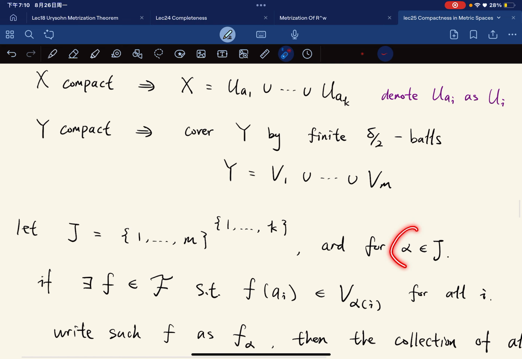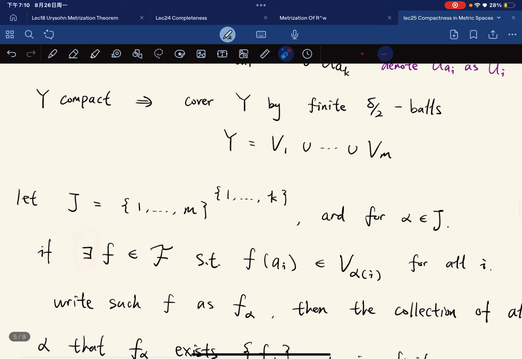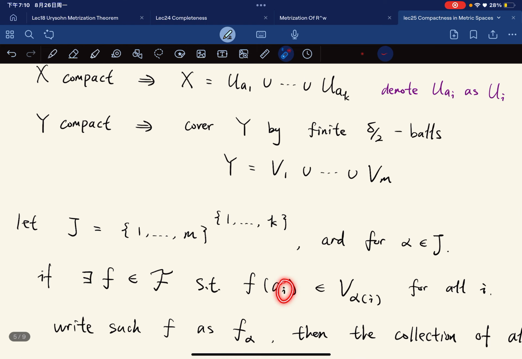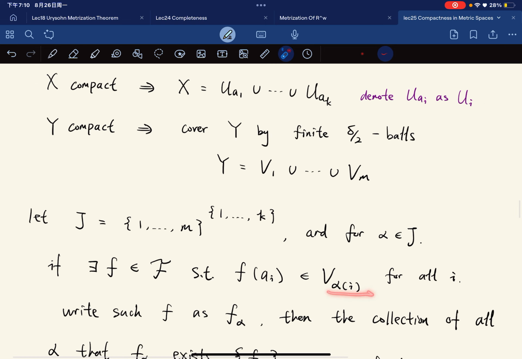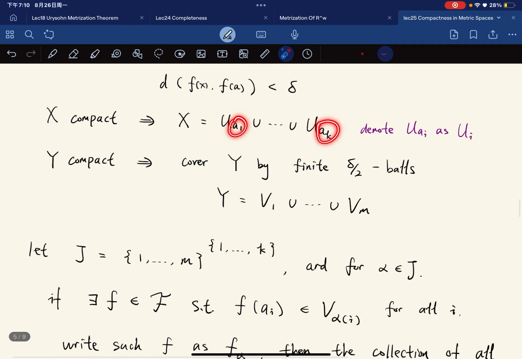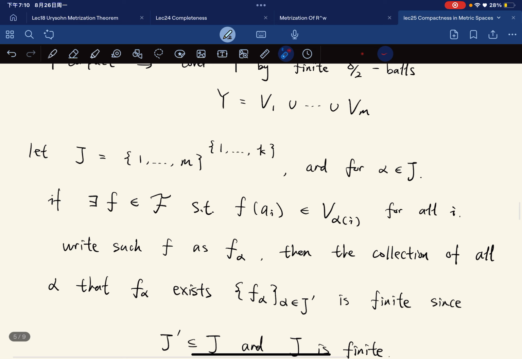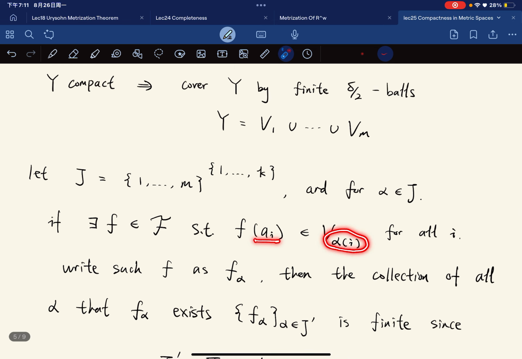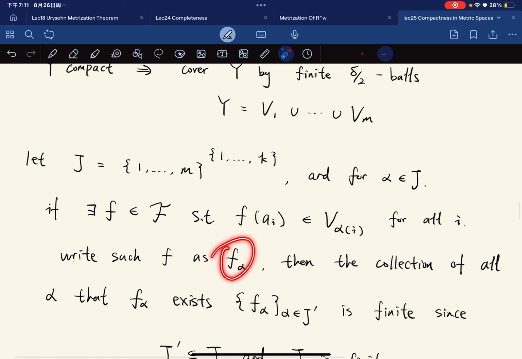And for each alpha in J, if there exists f such that f of a_i belongs to V of alpha_i for all i, so alpha is a mapping from 1 to k to 1 to m. If for this mapping there exists an f in the collection such that f of a_i, so remember a_i is the finite family of points, right? It maps the point into this alpha_i-th neighborhood for all of them, so it matches. Then we write such f as f_alpha. So this f matches with alpha.